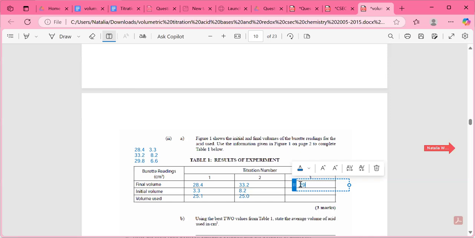Then I have 29.8 and then I have my 6.6. So the volume used here is going to be 23.2. Clear? Those are correct, right? Yes, miss.